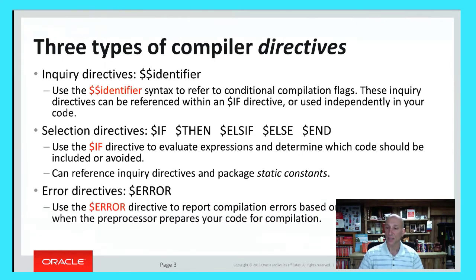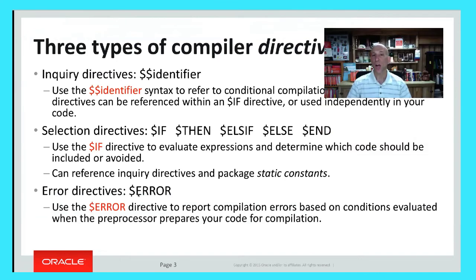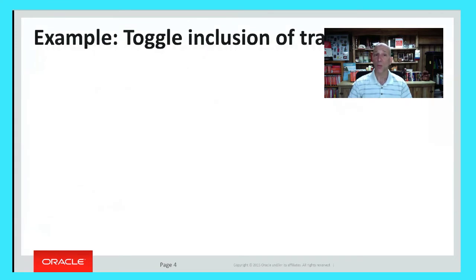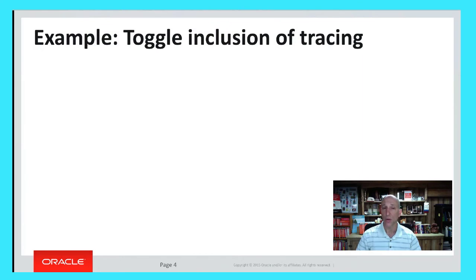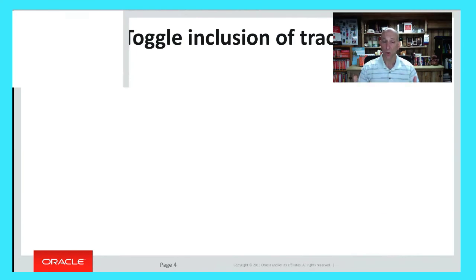And finally, and in many ways most interestingly, the $error directive. You can use the $error directive to force a compilation error, and I'll show you an example of using that to apply a QA check in your code. So what I'm going to do is quickly run through a number of examples of using conditional compilation, so you can get a sense of what's involved. Then I'll show you some scripts on LiveSQL, and then we'll open it up for questions.